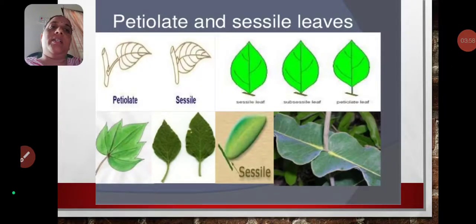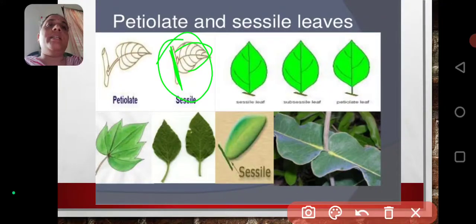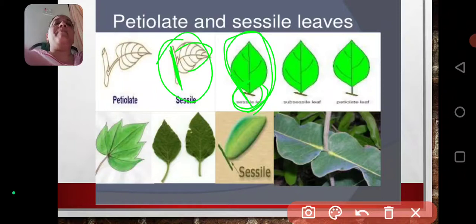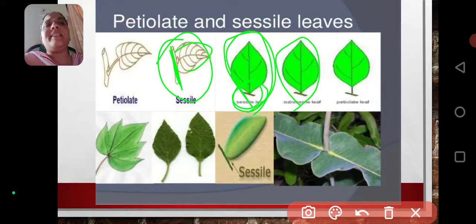Here are some examples. What is this one? Is this sessile or petiolate? This is sessile. There is no stalk in between the twig and leaf, so it is called sessile. And this is a subsessile. Subsessile means a stalk-like structure is just present on the twig. No long stalk is there, only a small part of stalk-like structure is there in the subsessile leaves.